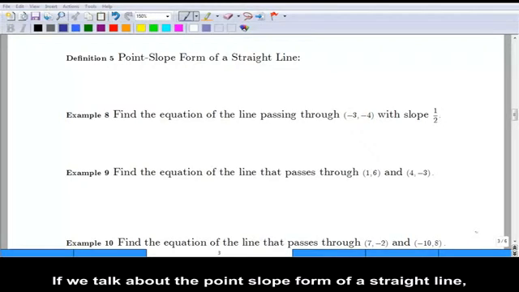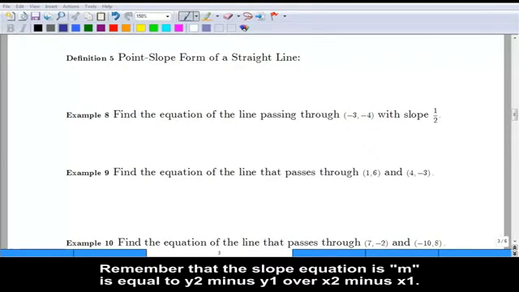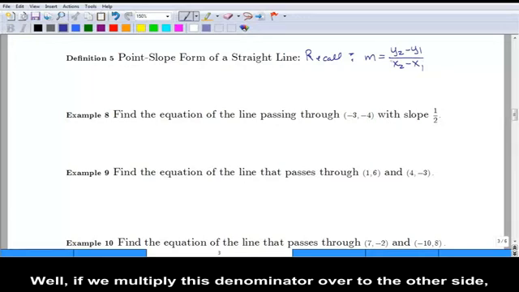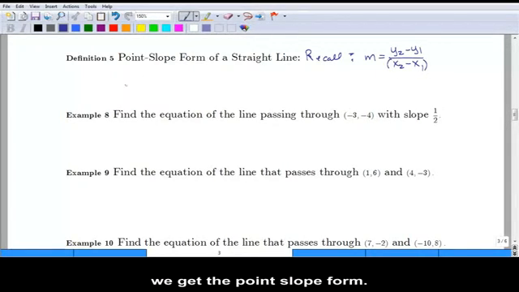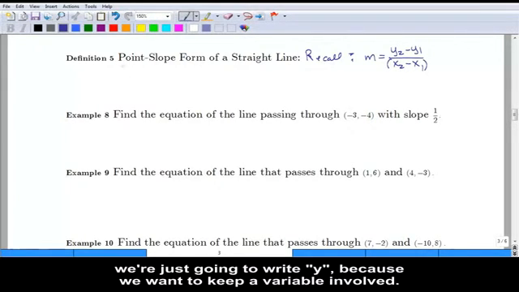If we talk about the point-slope form of a straight line, essentially what this does is it rearranges the slope equation. Remember that the slope equation was m is equal to y2 minus y1 over x2 minus x1. Well, if we multiply this denominator over to the other side, we get the point-slope form. And the other thing we're going to do is, instead of writing y2 and x2, we're just going to write y, because we want to keep a variable involved.